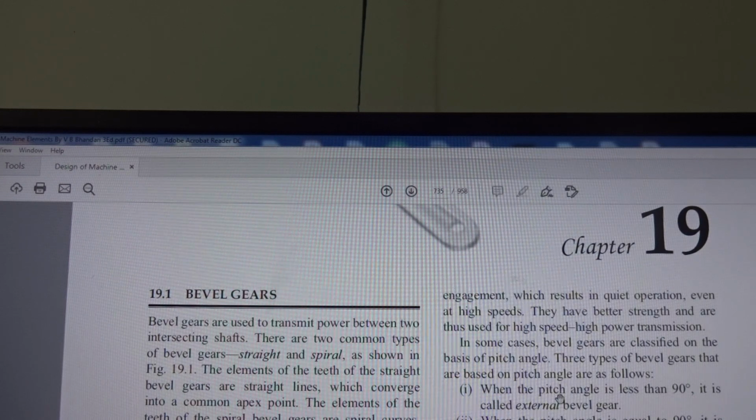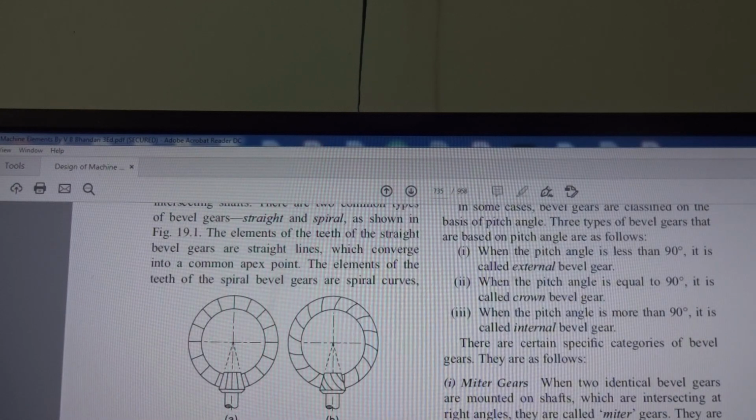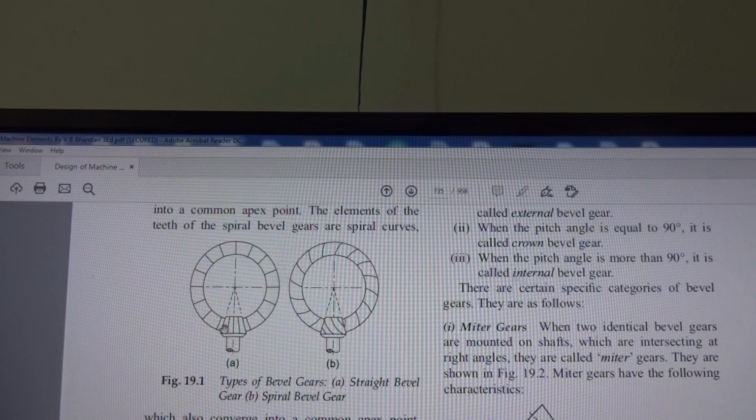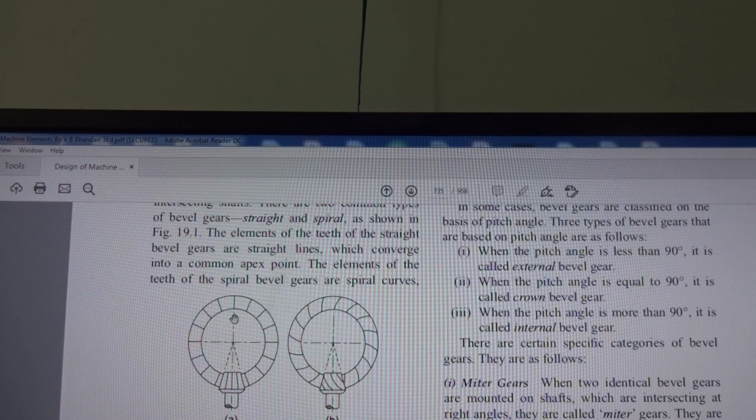What is the pitch angle? When pitch angle is less than 90 degree, it is known as the external gear. What is the teeth in the bevel gear made with? Teeth on the frustum of a cone. This is a frustum of cone on which number of teeth are there. This is the bevel gear. This is the similar bevel pinion, in which the teeth are on the frustum of the cone, and the center of gear and center of pinion intersect at a point.